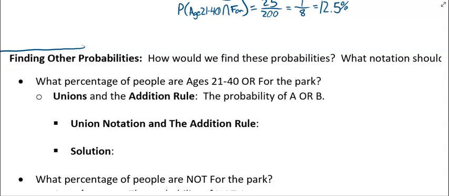Now notice we've switched from and to or. So this is actually a broader category, because with and they have to be in both of the categories together. Instead, here, we just want to know if they're in this age bracket or for the park. So if they're in the age bracket, we don't care if they're against it or if they don't care about the park. And if they're for the park, we don't care what age they are. So it's a broader group of people.